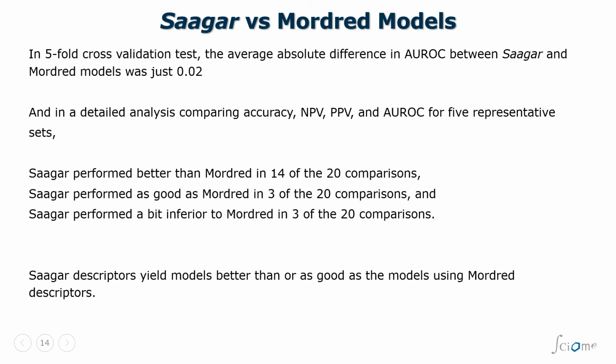In a five-fold cross-validation test, the average absolute difference in area under the ROC curve between 80-odd Saagar and moderate models is just 0.02. And in a detailed analysis comparing accuracy, NPV, PPV, and area under the ROC curve for 5 representative sets, Saagar performed better than moderate in 14 of 20 comparisons. Saagar performed as good as moderate in 3 of the 20 comparisons, and Saagar performed a bit inferior to moderate in 3 of the 20 comparisons. So one can conclude that Saagar descriptors yield models better than or as good as the models using moderate descriptors.